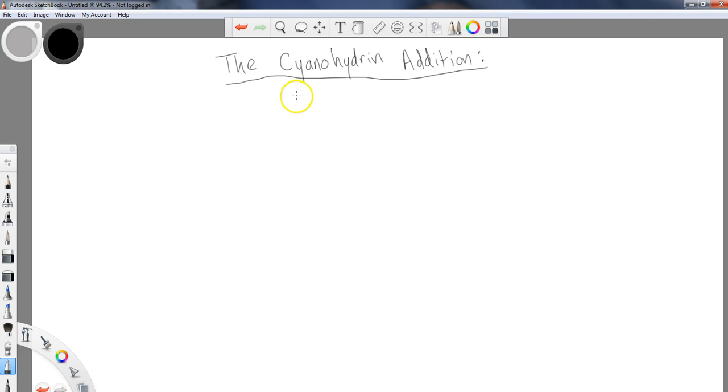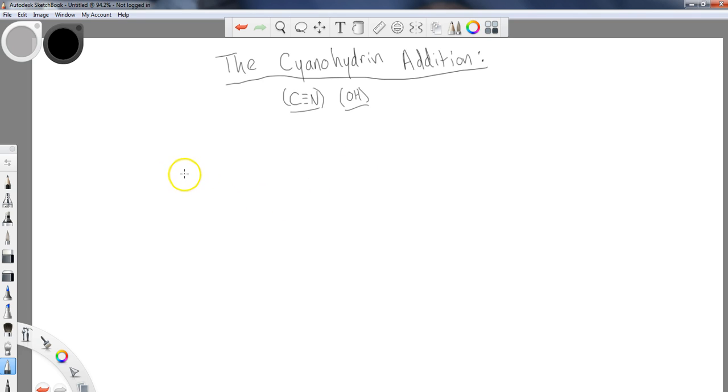Cyanohydrin, the cyano group is a C triple bond N. And when we deal with hydrin, if you remember when we would do halohydrin additions to alkenes, which are double bonds, we would usually add a halogen and an OH. So what we're really resulting with here, the resulting product, is going to be a cyanohydrin, or a nitrile and alcohol group that we are adding to the aldehyde or ketone.